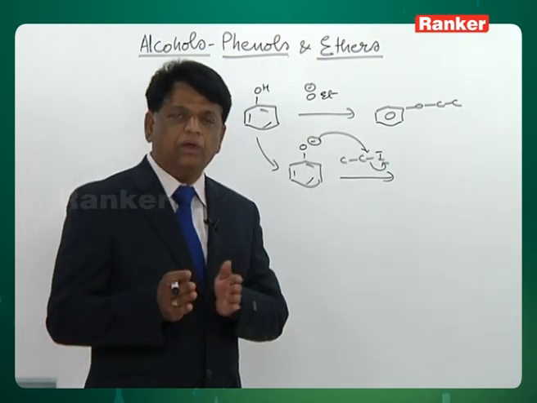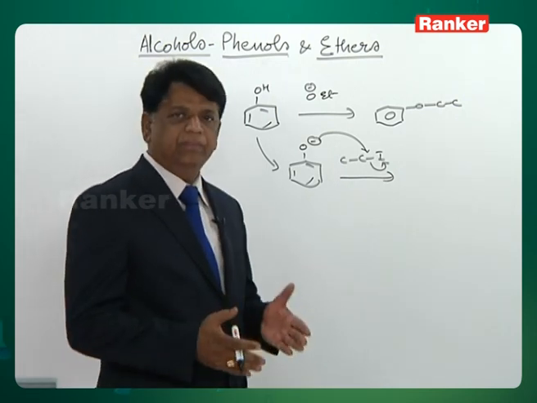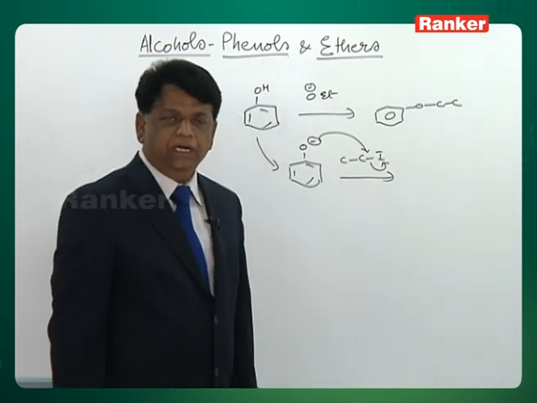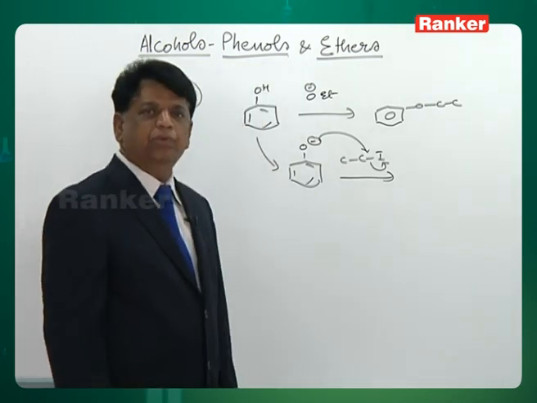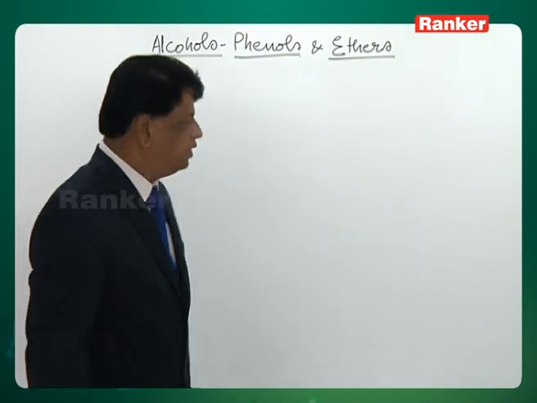then both are treated to get the ether, instead of taking 2 alcohols and treating with sulfuric acid. This is the best method in terms of purity and in terms of quantity. The Williamson synthesis is proved to be the best method. So, the answer is B. Let us go to question number 4.